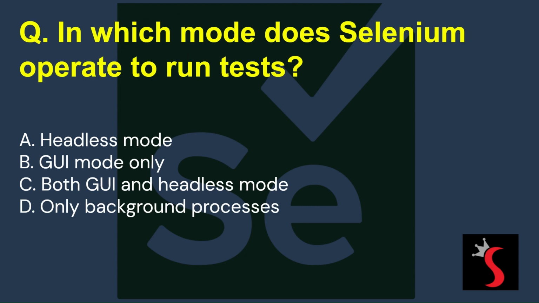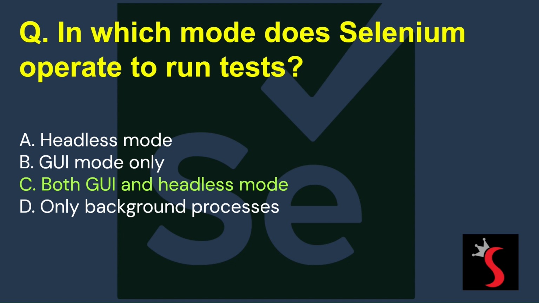In which mode does Selenium operate to run tests? A. Headless mode. B. GUI mode only. C. Both GUI and headless mode. D. Only background processes. And correct answer is option C. Both GUI and headless mode.